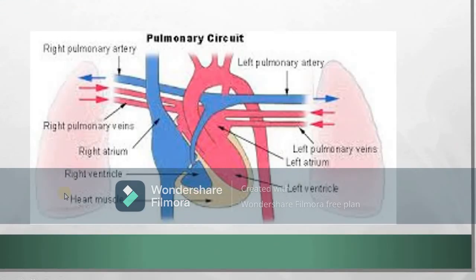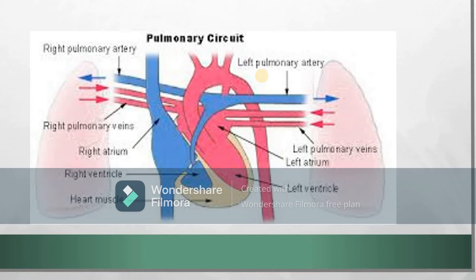Pulmonary circulation is actually this: we see that the right side of the heart collects the deoxygenated blood from the body and distributes it to the lungs, while the left side of the heart collects the oxygenated blood from the lungs and distributes it to the body. So the pathway on which deoxygenated blood is carried from heart to lungs, and in return oxygenated blood is carried from lungs to heart, is called the pulmonary circulation.